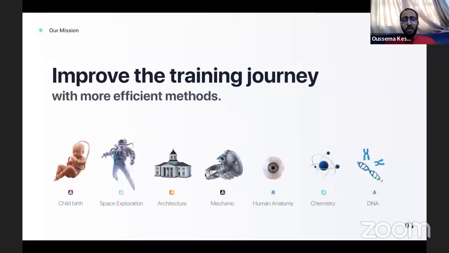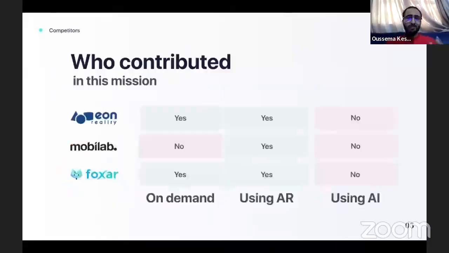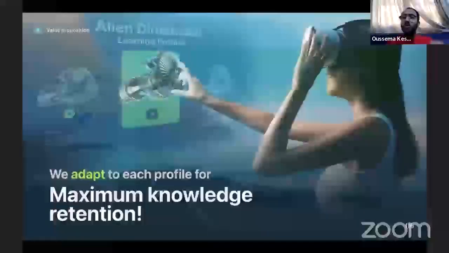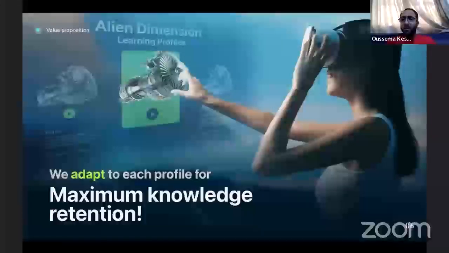We have created laboratories in childbirth, space exploration, architecture, mechanics, human anatomy, chemistry, biology, and a lot of other laboratories that we have invented together with our partners. Many have been contributing to this mission, like Iron Reality Mobile Lab, Fox AR, and others. But Alien Dimension has raised the competition to the next level by using artificial intelligence technology to overcome the ineffectiveness of the current learning methods.